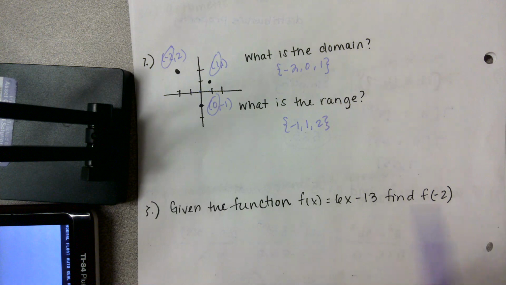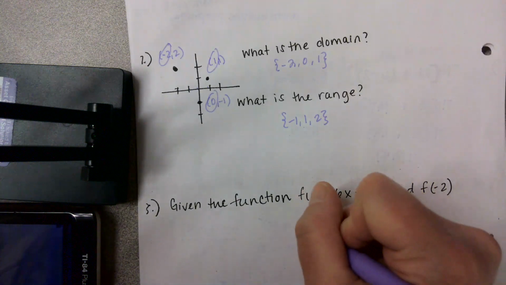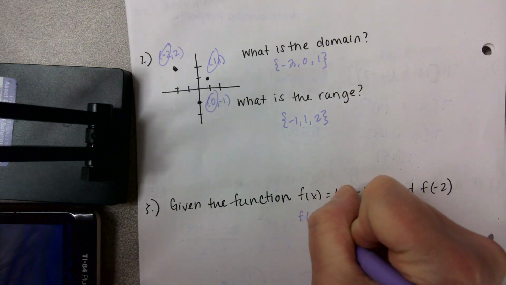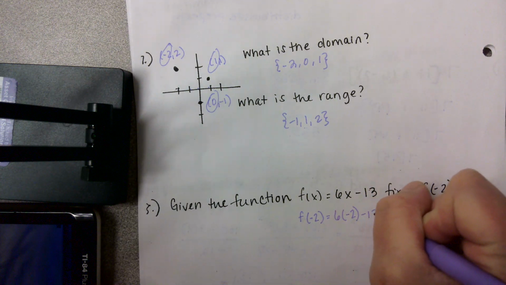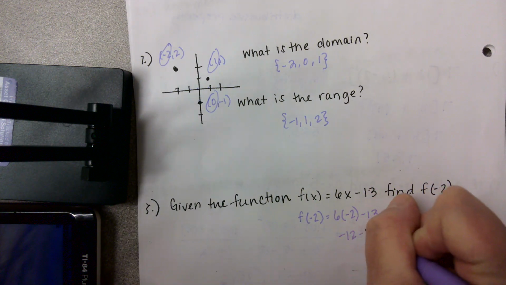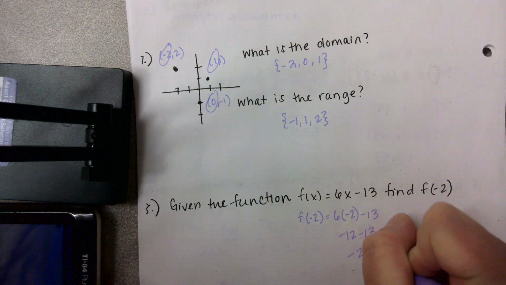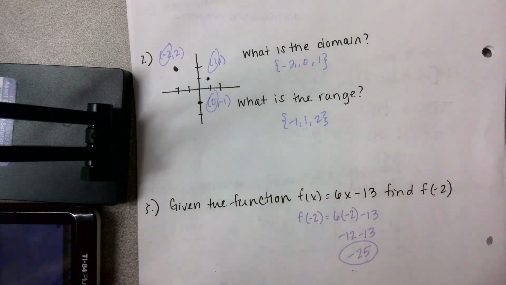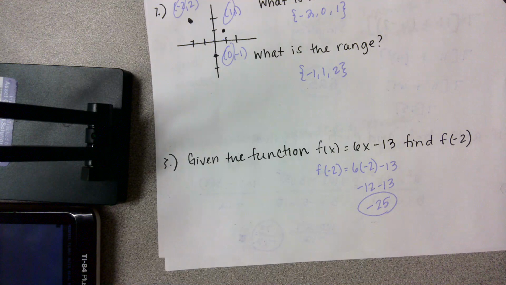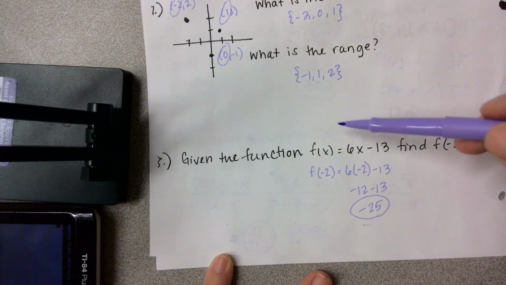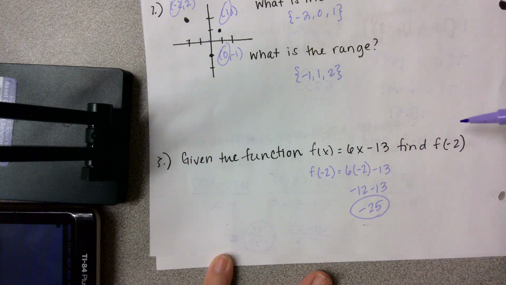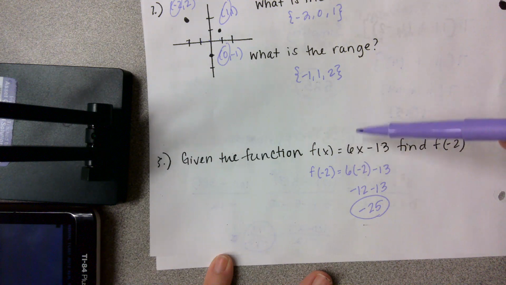Given this function, find f of negative 2. When it says f of, it means of the variable x. So you're replacing that variable with -2, and every time you see that variable, you replace it with -2.